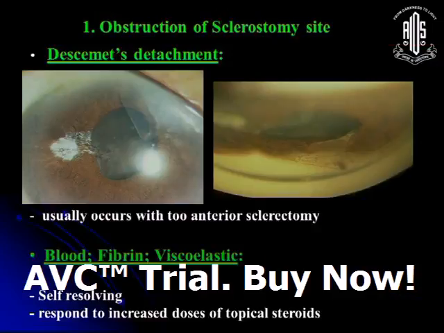In rare cases, if you've done a too anterior dissection of a trabeculectomy, your Descemet's could detach and that could curl up and cause the internal ostium block. So all you could do is use a YAG laser and just release that obstruction.